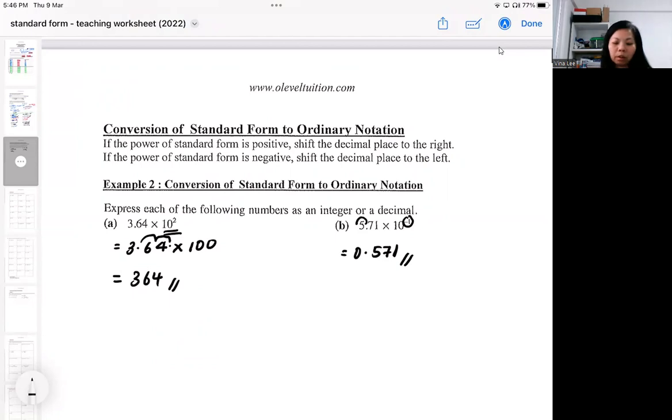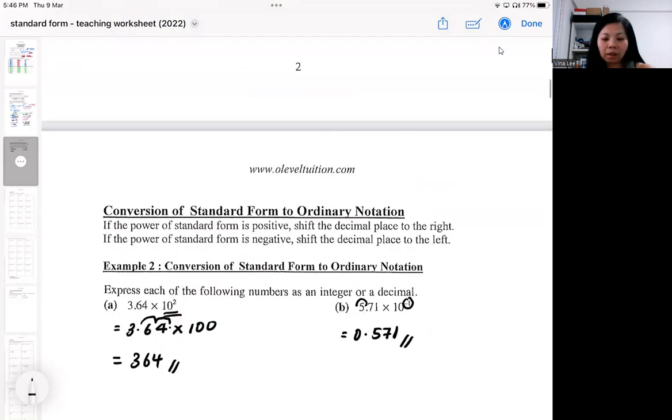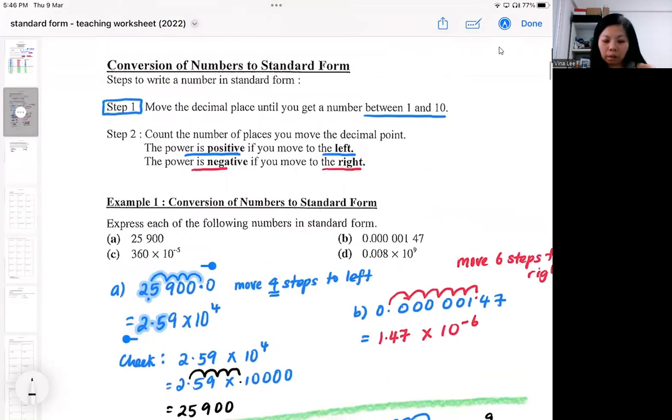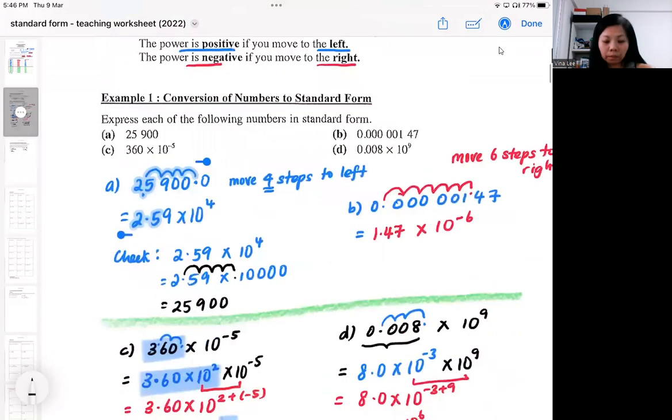Or if you're not sure, you can just punch it out on your calculator. But whatever it is, negative power means you are showing a very small number. If it's a positive power, it means that it's a very big number. Okay, so that is a general way of showing standard form.